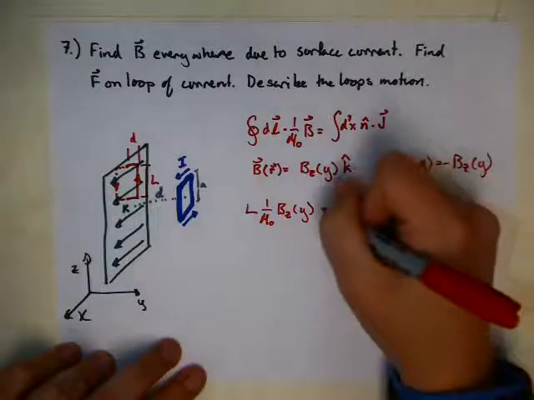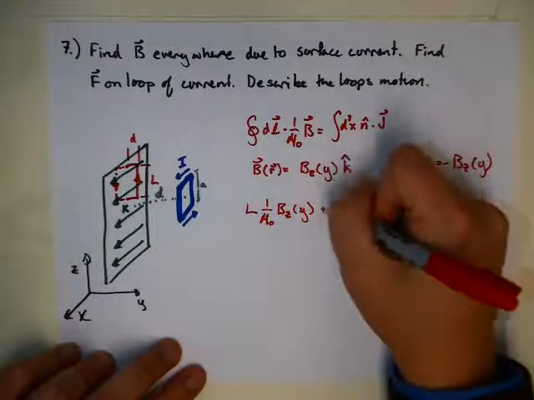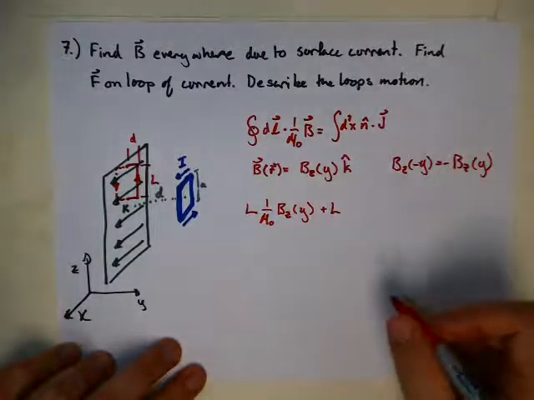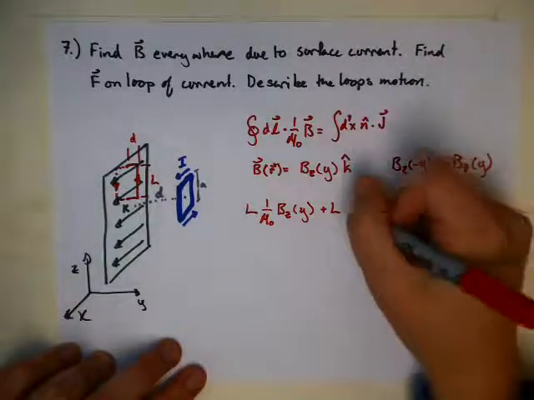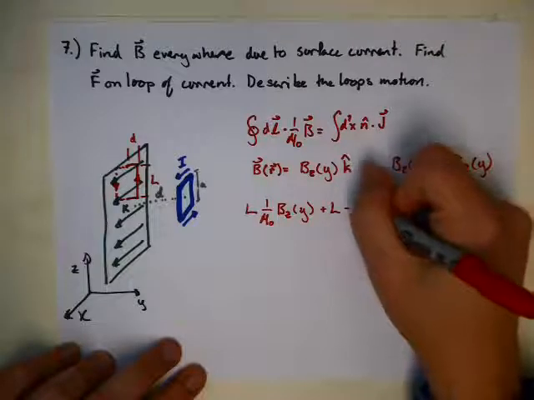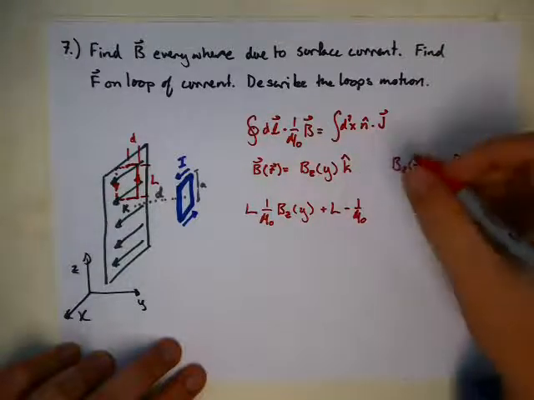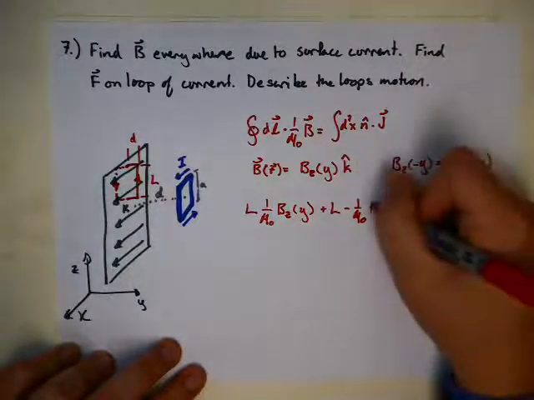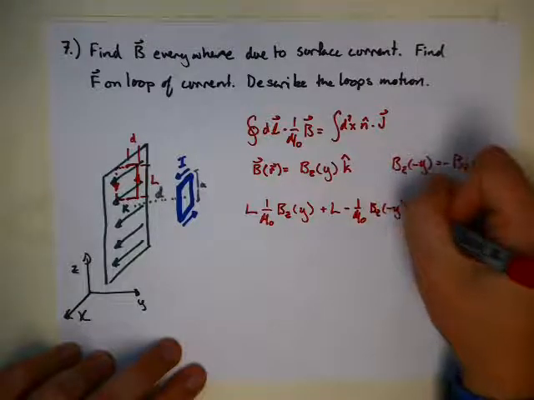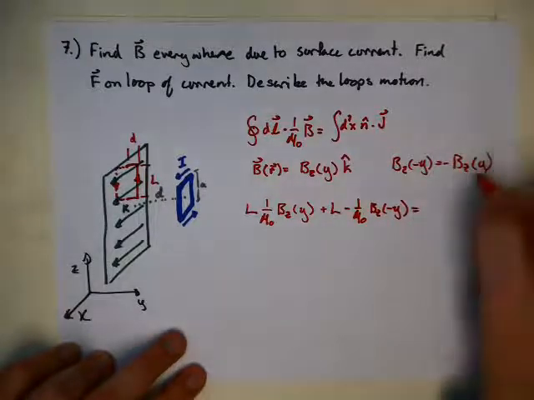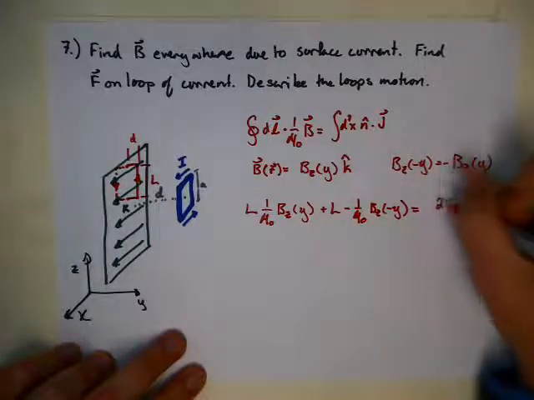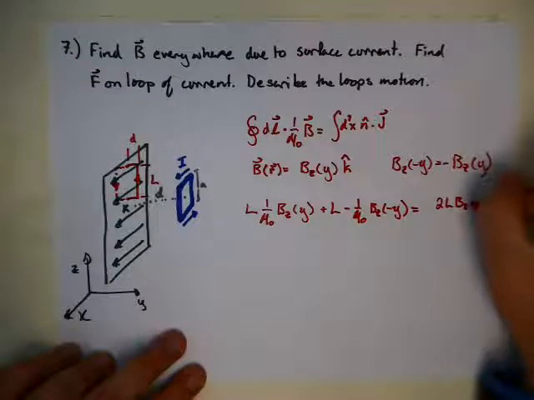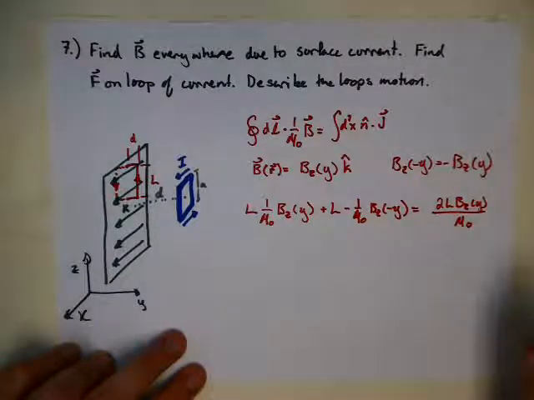On the other side, I'm going to get L. I have it in the minus k hat direction, and so I'm going to get a minus sign, so this is going to give me minus 1 over mu naught Bz of minus y, which, using this symmetry, I can combine. This is going to give me 2L Bz as a function of y divided by mu naught.